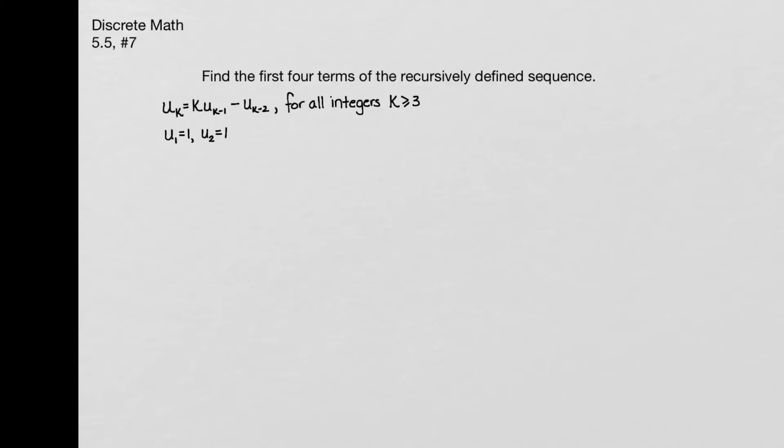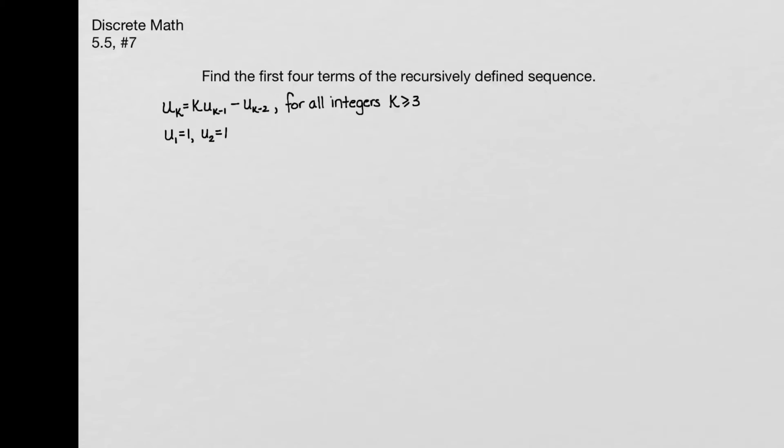In this problem, we are again finding the first four terms of the recursively defined sequence, but now we have two initial conditions rather than one. But otherwise, this is very similar to problem number 1 from the previous video. So, getting started here now.